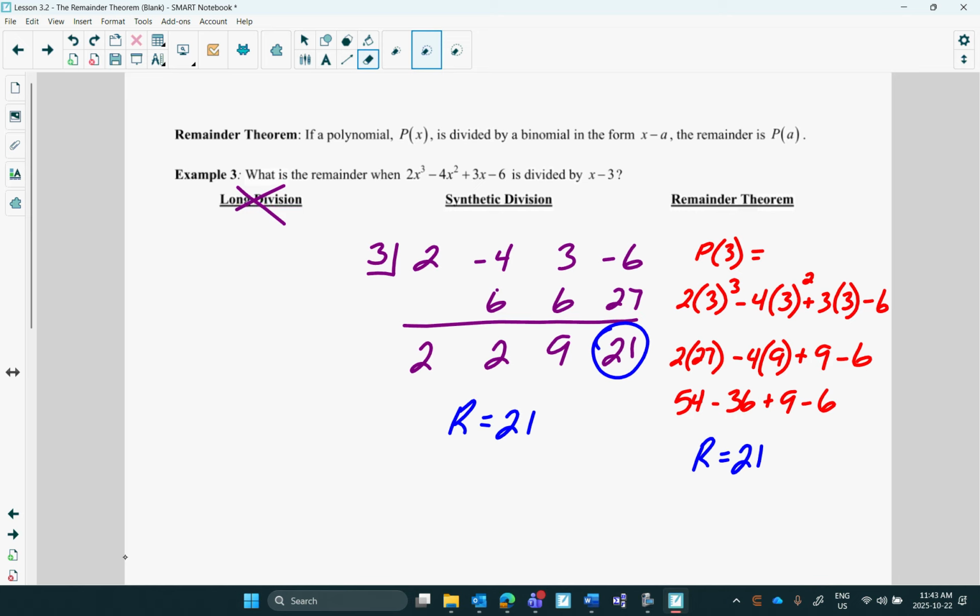Sorry, I was distracted there for a second. There's a quick way to find the remainder. Take the value of a and plug it in for x into the function, and you can calculate the remainder. Or, I mean, you could use synthetic division.